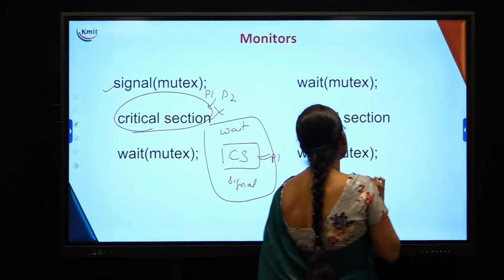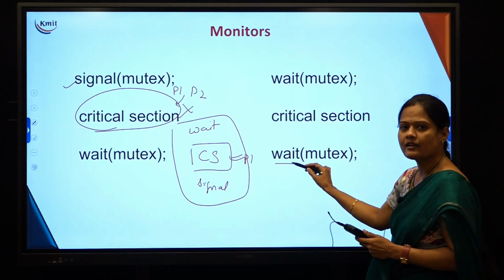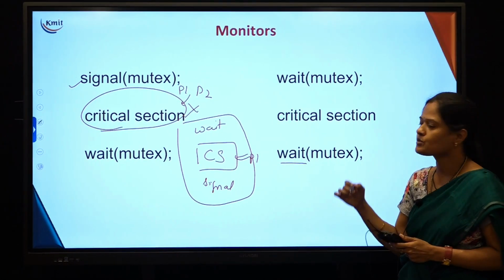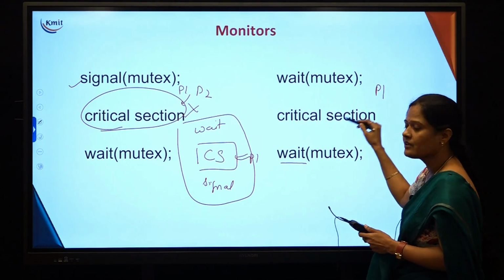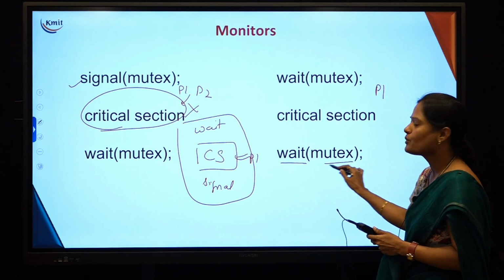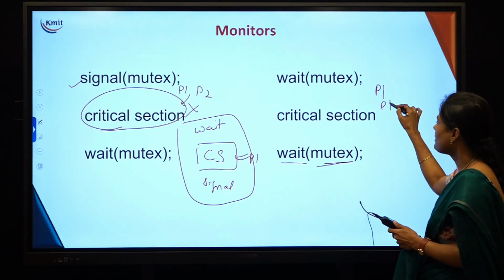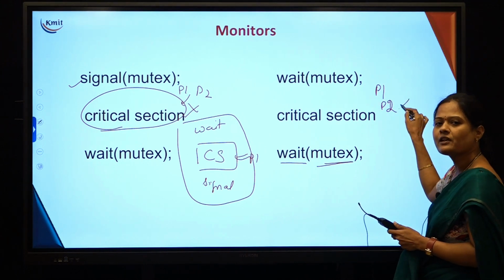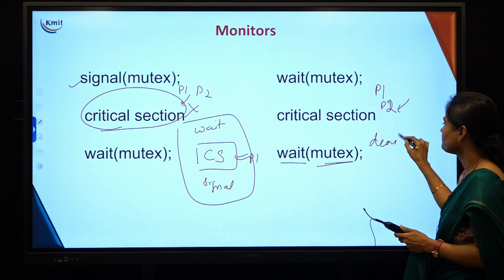Now, take a case where, while typing, instead of typing signal, I write wait here. In that case, what is the problem? P1 is in the critical section. Even though it comes out of the critical section, you are not changing the mutex value. So P1 will stay in the critical section and will not allow anybody to enter, and this leads to deadlock.